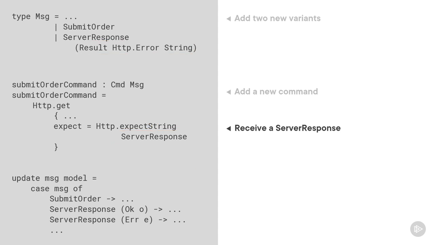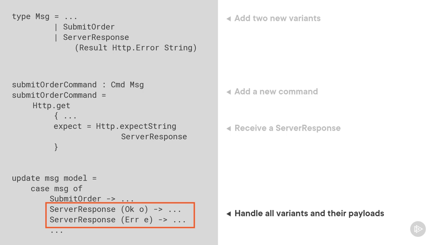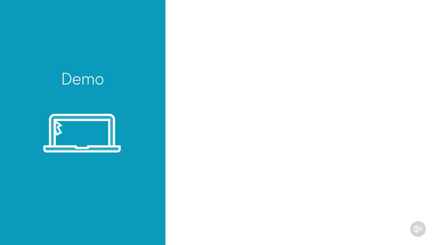As expected, the update function must handle all possible message variants. For the server response payload, we must cover both possibilities, OK and error. Let's have a demo and implement this.